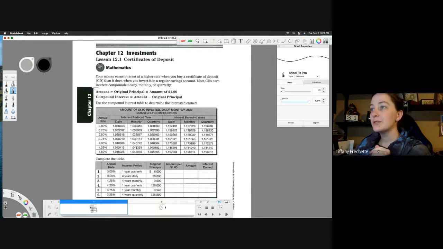Then we come down to these 2 formulas here. So we have amount, and it equals the original principal, so what you put in, times the amount of dollar. And it's kind of a weird way to say that. It has to do with this table down here. So amount of $1 invested, daily, monthly, and quarterly compounding.